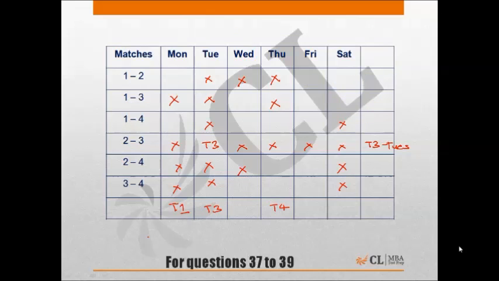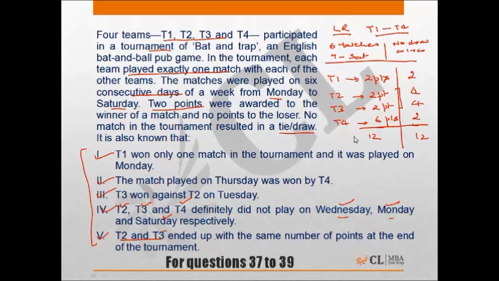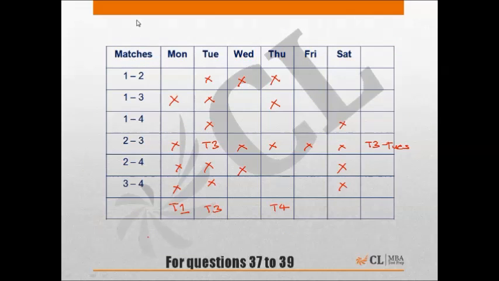Okay. So we have eliminated the first case, that this case is not possible. That means the relevant case is this one, wherein T1 and T4 have 2 points each and T2 and T3 have 4 points each. So the second case is T1 and T4 have 2 points each. That means they have won one match each, while T2 and T3 should have 4 points or they have won 2 matches each.